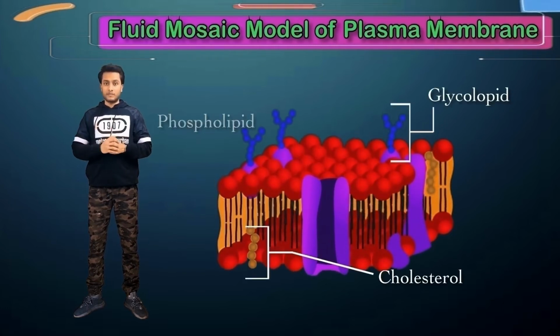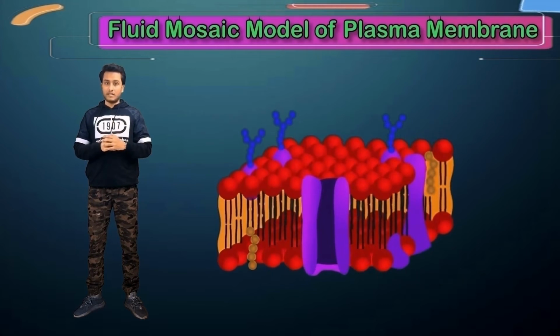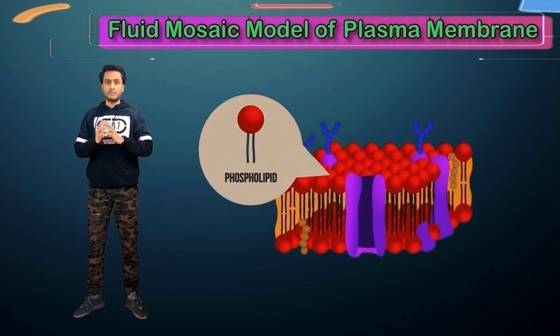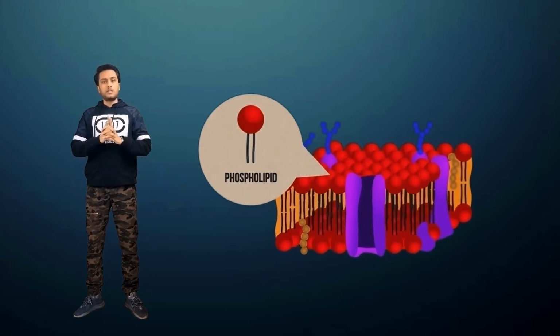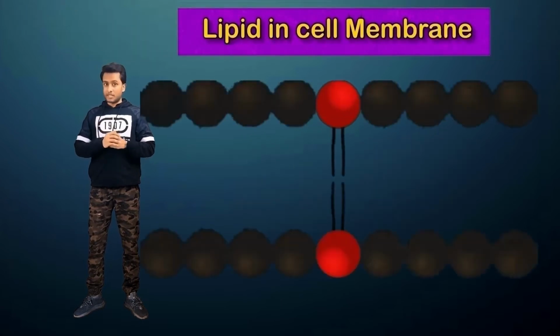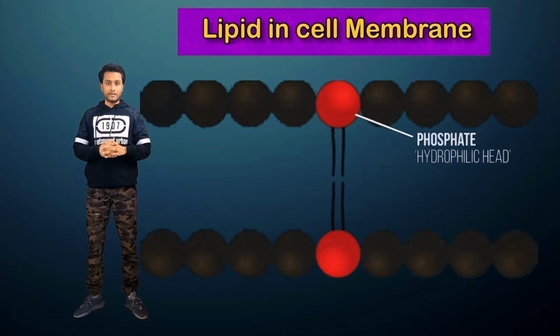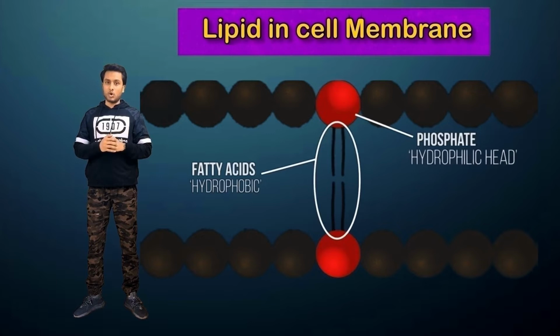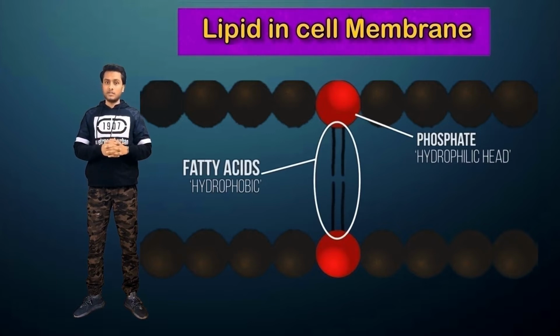The amount of a particular lipid depends on the type of cell we are talking about, but phospholipids are present in the most abundant amount. The lipid molecule is known as amphipathic. Do you know why? Because it has two ends. One is the hydrophilic or polar end, and the other one is the hydrophobic or non-polar end.